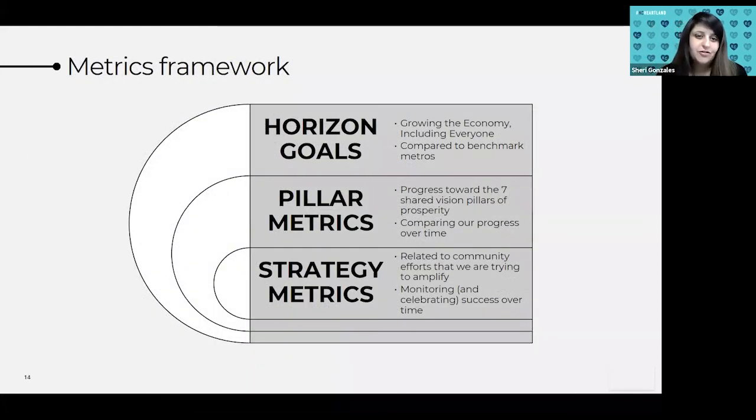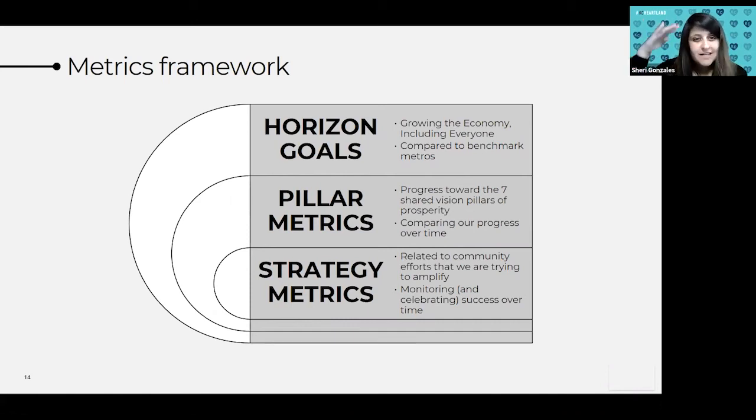this is what we call our metrics framework. So at the top level, those horizon goals, those are the ones that are the more regional measures. And why are they regional? Because we're trying to contextualize our economic growth in comparison to other metros. That's the measure you can get in that comparison is metro level data, and it's usually time lagged and it's not great, but it gives you that comparison of how are we doing. Now we have two categories. We're looking at growing the economy for everyone. We don't say one is more important. They both have equal weight in our sort of framework.